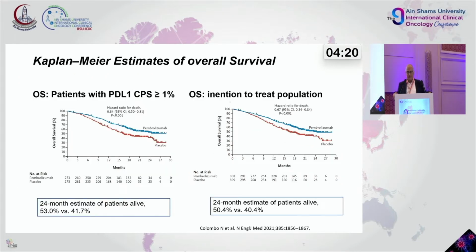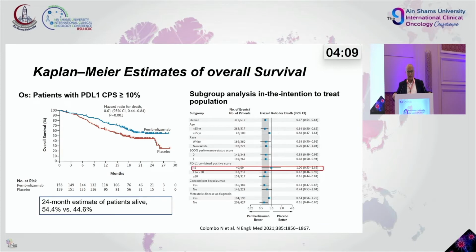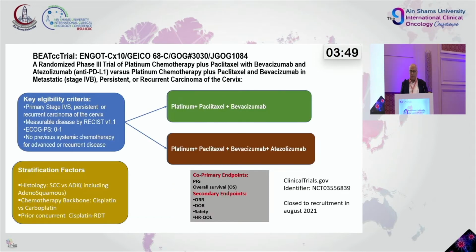Overall survival had similar results for the CPS more than 1 and intention to treat population, and also for the patients with CPS more than 10, with a hazard ratio of 0.61, and it was significant. Again, the forest plot showed it favors the Pembro arm except for the patients with CPS less than 1. Then we come to this study.